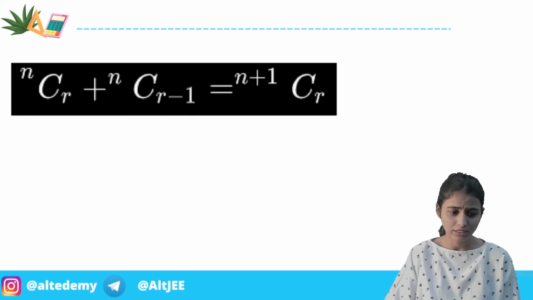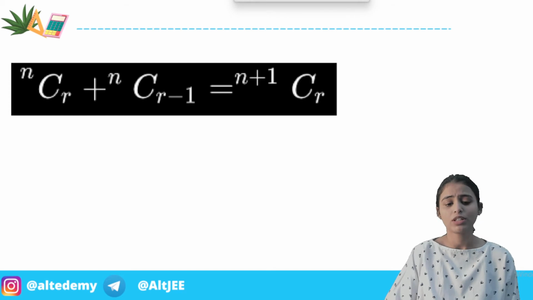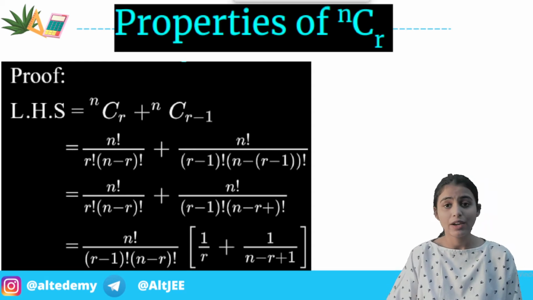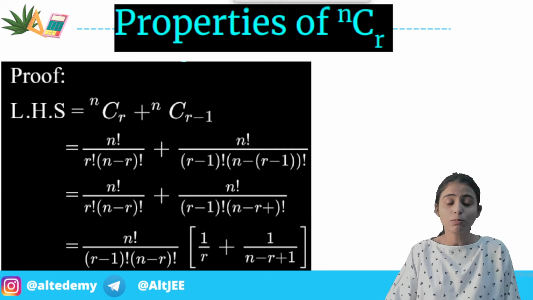So go through all these things. Then we have this again, one property. Then we will prove this by taking LHS and RHS. So basically we'll study every property and then we will also prove those properties.